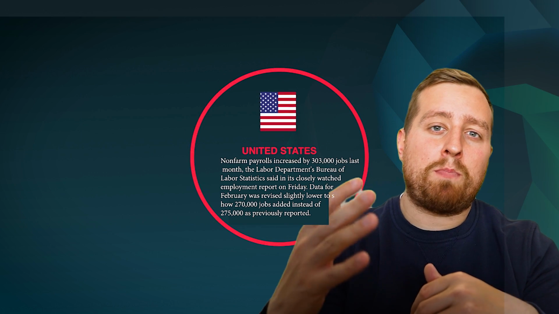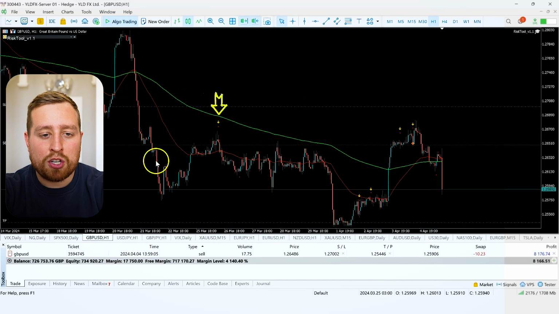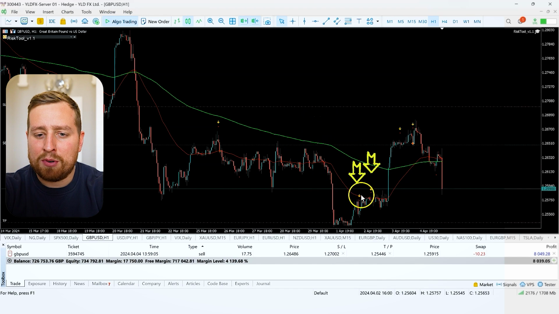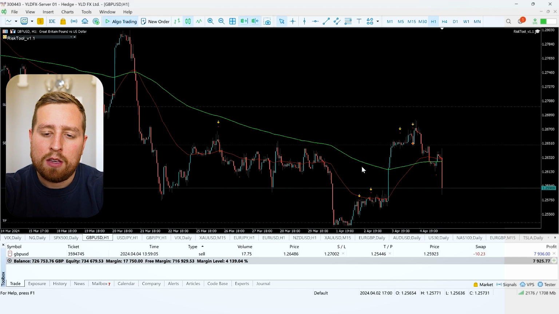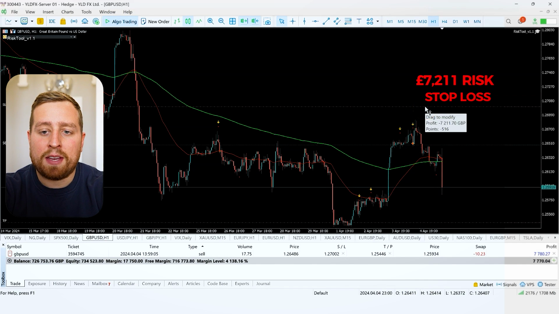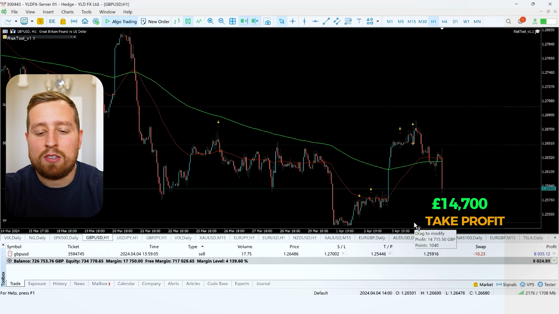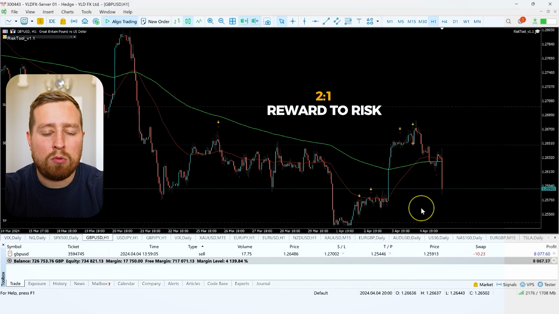Now, when we look at this, non-farm payroll results came in much better than expected, therefore strengthening the US dollar. So strengthening the dollar, pound is going to weaken against it, in line with my midterm outlook on the fundamental side of pound against the US dollar. Technically speaking, you can see these nice gold arrows on my chart. Now, not all of them are going to be perfect. You can see a couple down here that you wouldn't even think twice about. But you can see my sell entry here, my stop loss up here, which has £7,211 risk. And you can see my take profit down here, which has £14,700 profit. It's a 2-to-1 reward to risk.